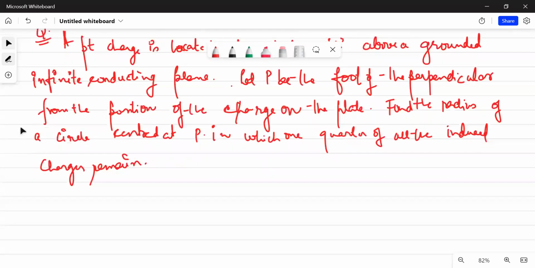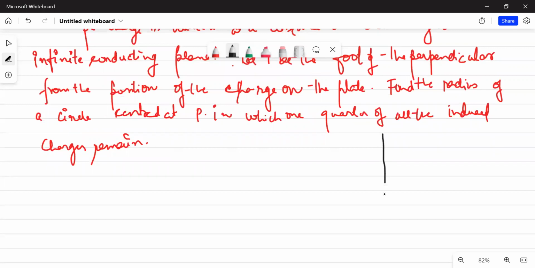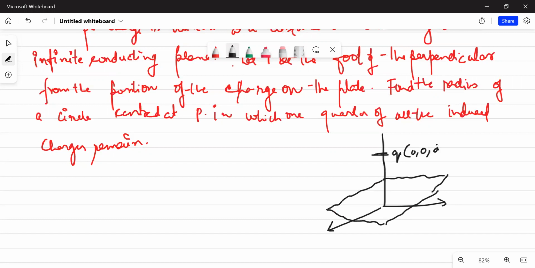Okay, so what is being asked? Let us say this is your charged particle Q. It is placed at a distance d, at 0, 0, d, from an infinite grounded conducting plane. So this is my infinite grounded conducting plane.